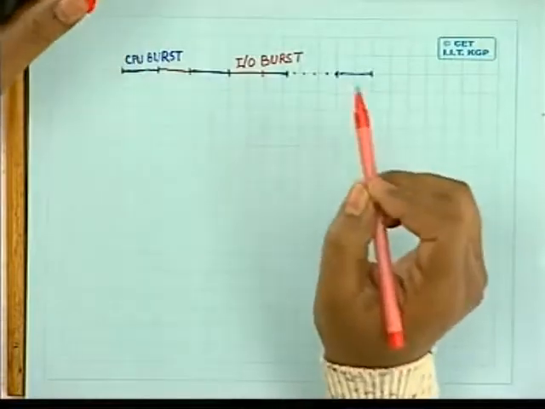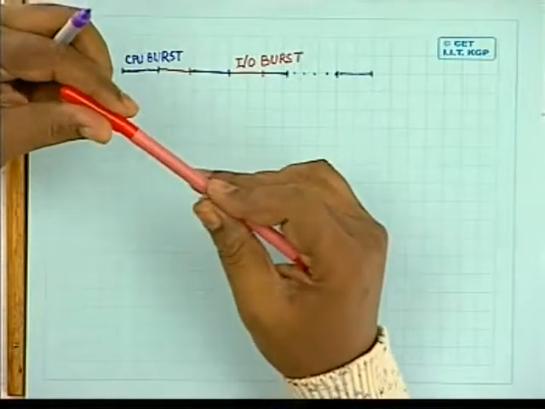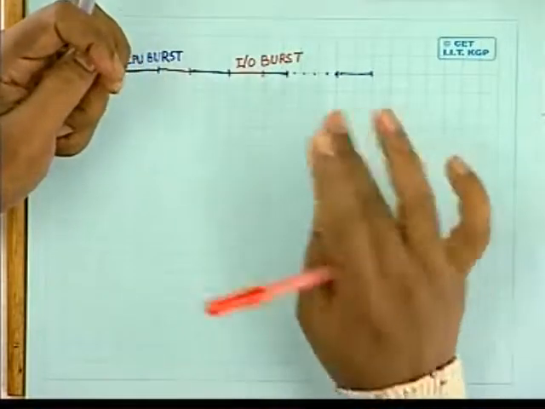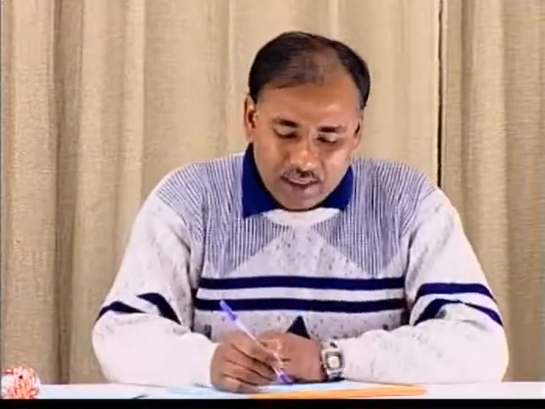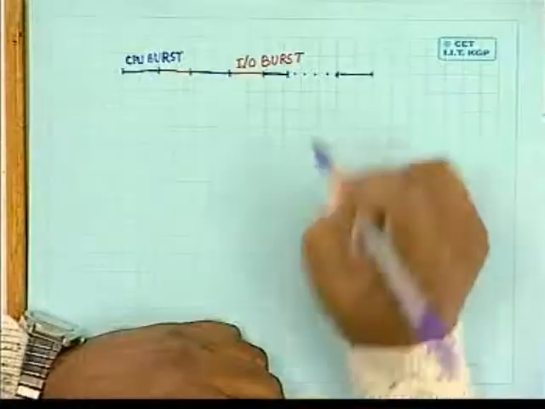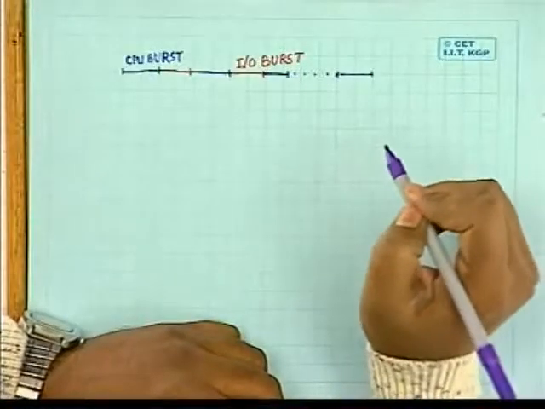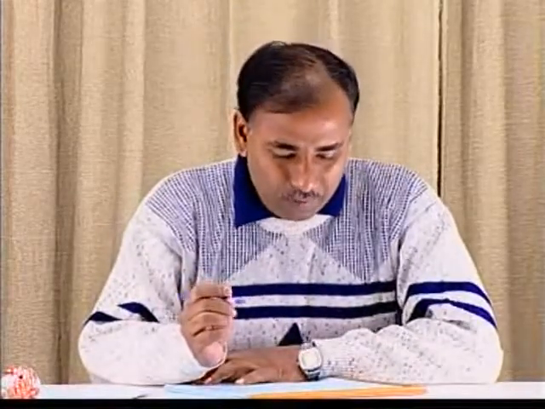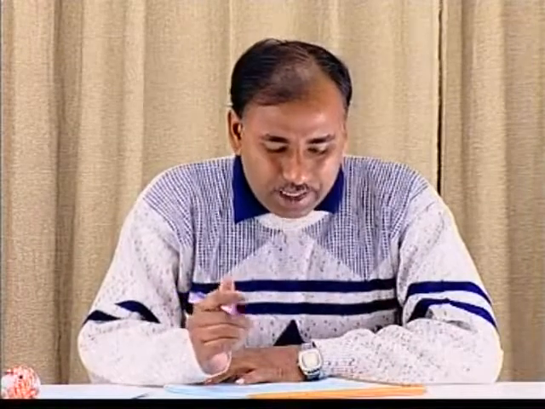So almost all the programs consist of a number of alternate CPU and IO bursts. Of course, the first one has to be a CPU burst when the program is initiated, and the last one has to be also a CPU burst when the program is terminated. In between, we have a sequence of CPU and IO bursts. So a process state diagram can be formed like this.